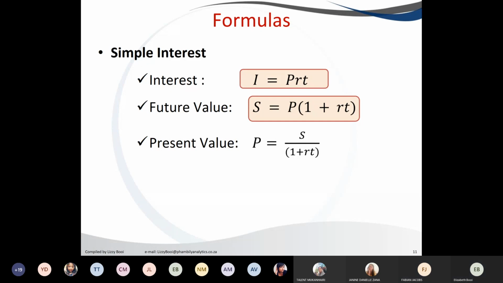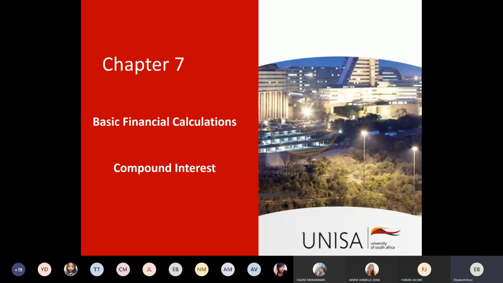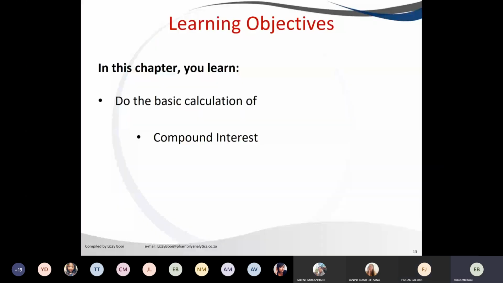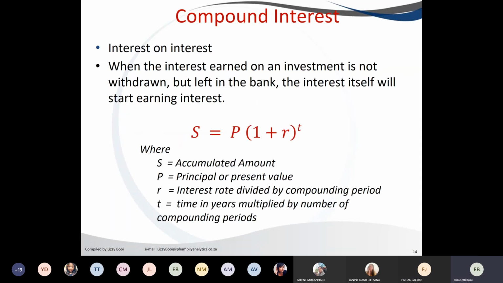Okay, compound interest. In this section, we will discuss compound interest, and in the next section, we will do compound interest on our financial calculators. But for now, we're all going to do it manually using the formula.